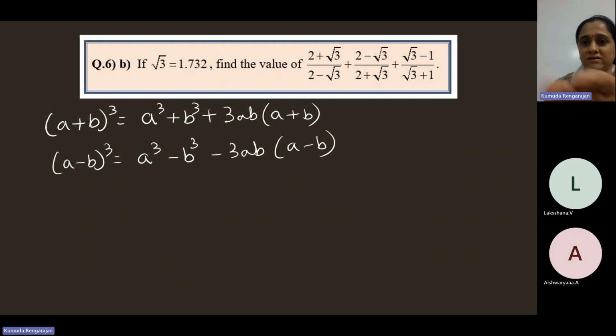Continue. Just say important identities and write these two identities. Important identities. You can put a box.